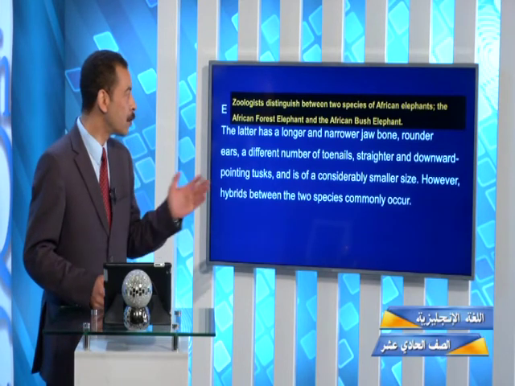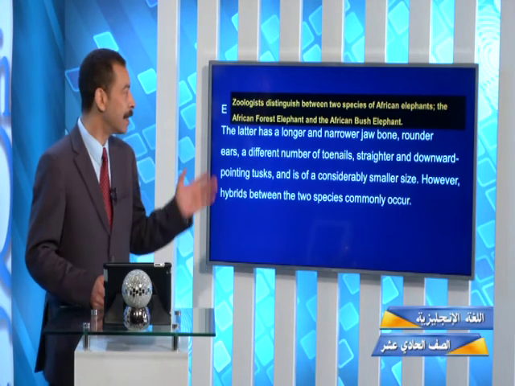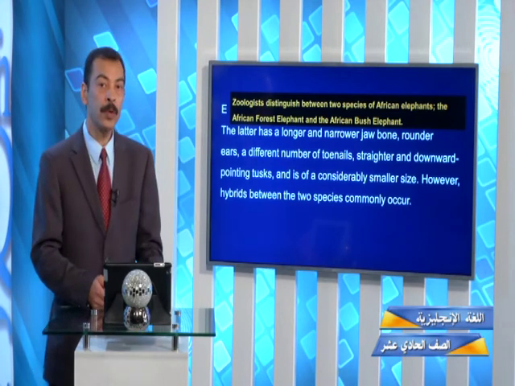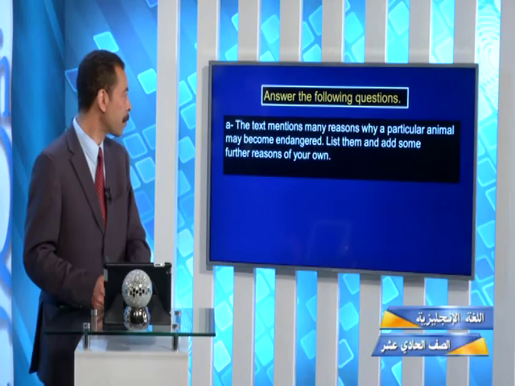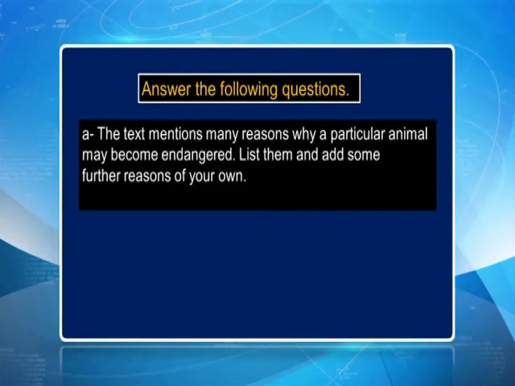Okay. Now that we have finished our reading passage, we need to see some comprehension questions about this text. Number one, it says, the text mentions many reasons why a particular animal may become endangered. List them and add some further reasons of your own. We need to find the reasons that endanger animals that are mentioned in the text, and we are also requested to add a few ideas of our own.